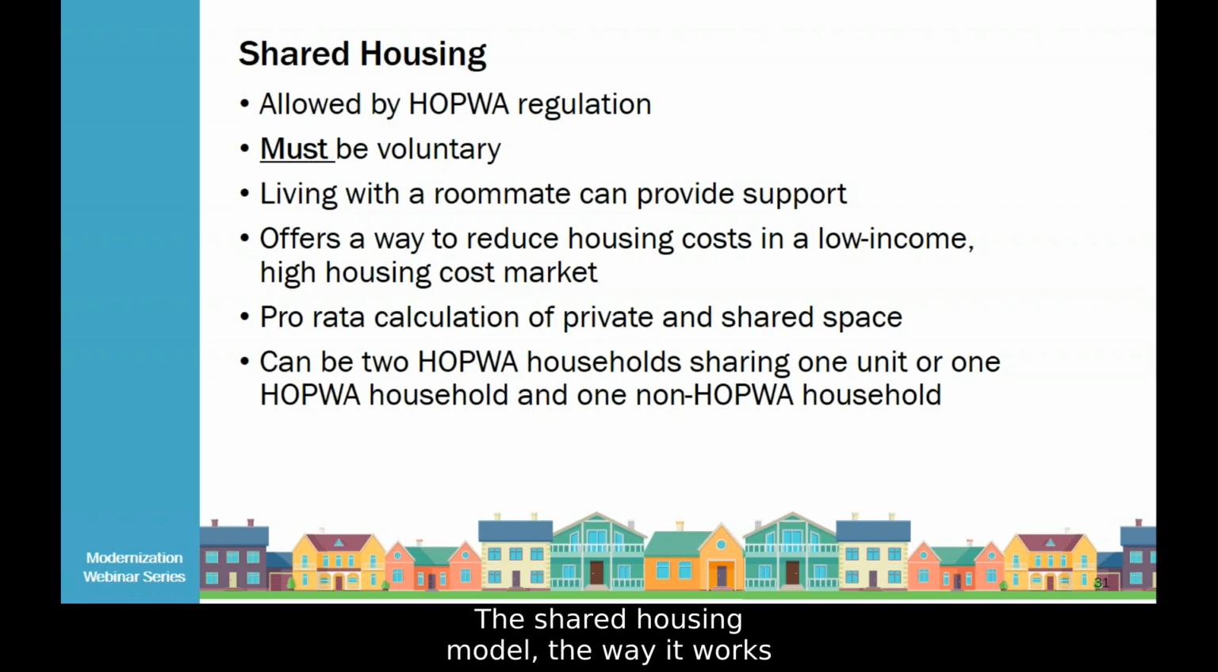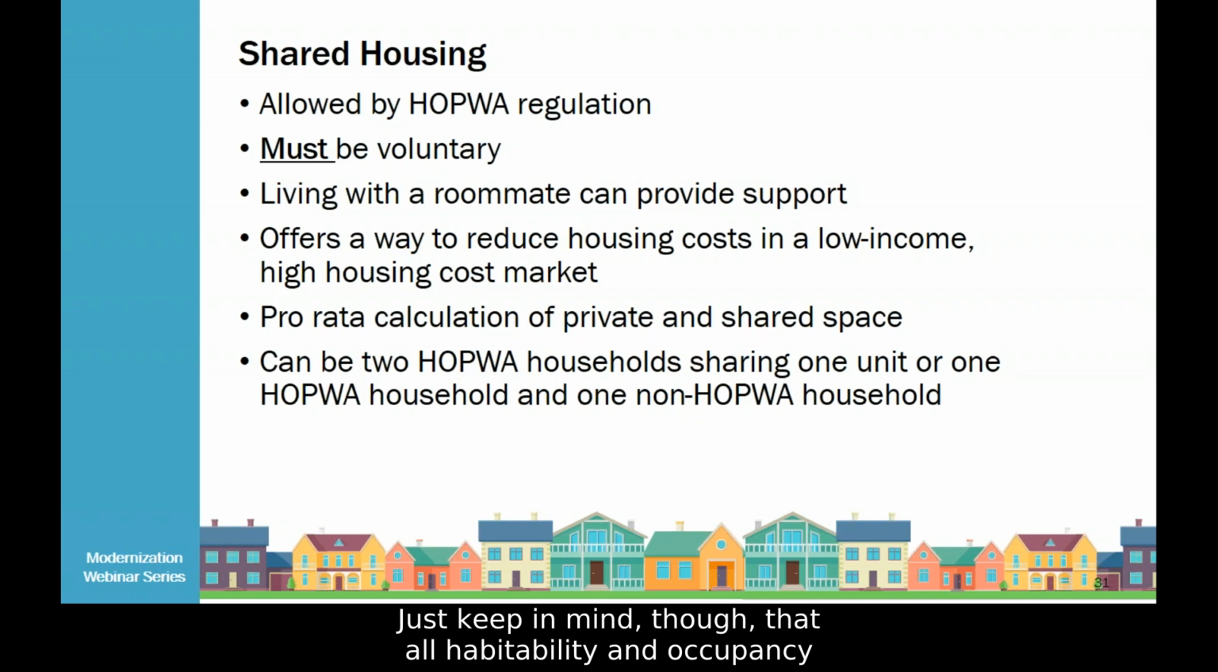The shared housing model works when two HOPWA eligible households voluntarily choose to live together in one housing unit, or when a HOPWA household shares a housing unit with another resident who may not also be a HOPWA household. Typically we see this model with, say, two single-person households. But it could also be 3 single persons or 4 single persons, or it could be a small family sharing with a single person.